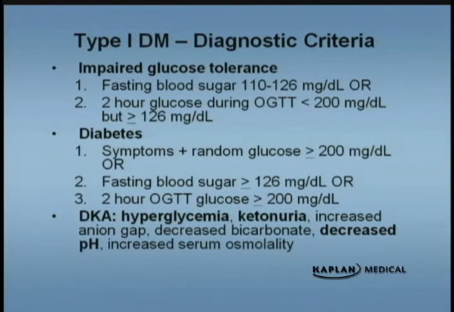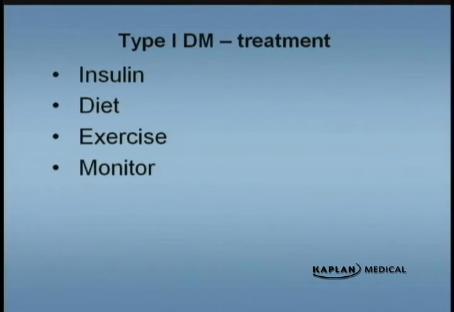Patients who don't present in DKA, you have some diagnostic criteria, such as an impaired glucose tolerance test. Your fasting blood sugar of 110 to 126 is already an impaired glucose tolerance test, or the 2-hour. I don't think that you're going to get asked too much of this part on pediatrics. It's going to be more of an adult question. The treatment is going to be insulin. For DKA, it's going to be IV fluids and insulin, and the management of type 1 diabetes otherwise is going to be insulin given exogenously, as well as diet, exercise, and monitoring, trying to keep a tight control.